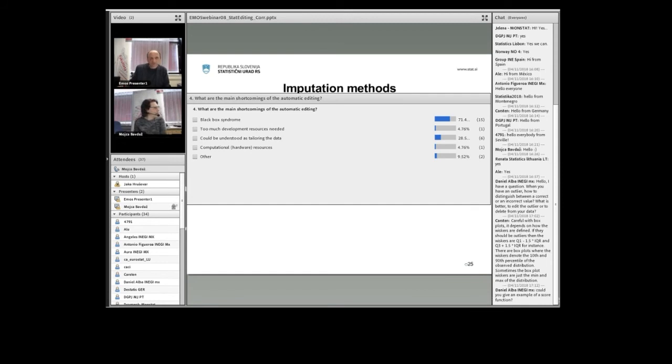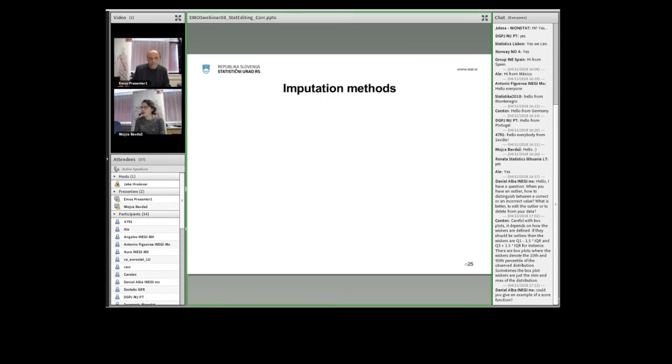Before going on, I would pose some questions that came in during your talk. Maybe we can start from the back. Could you give an example of a score function? When we were talking about selective editing, you were mentioning the score function. Could you give an example or explain what it looks like?